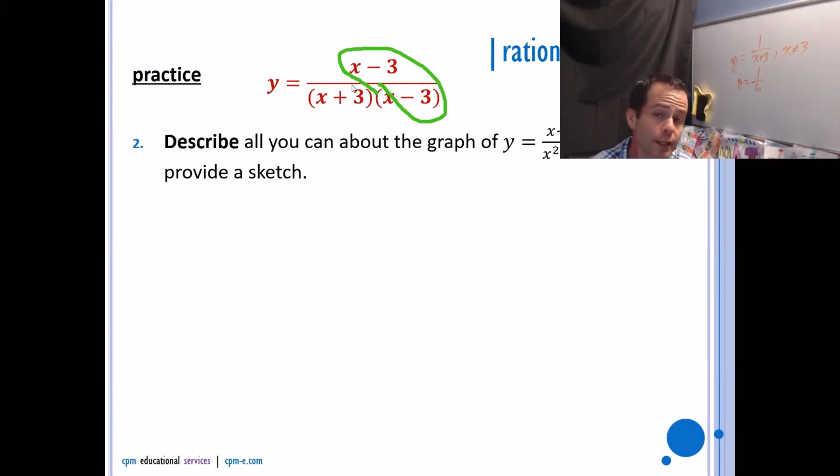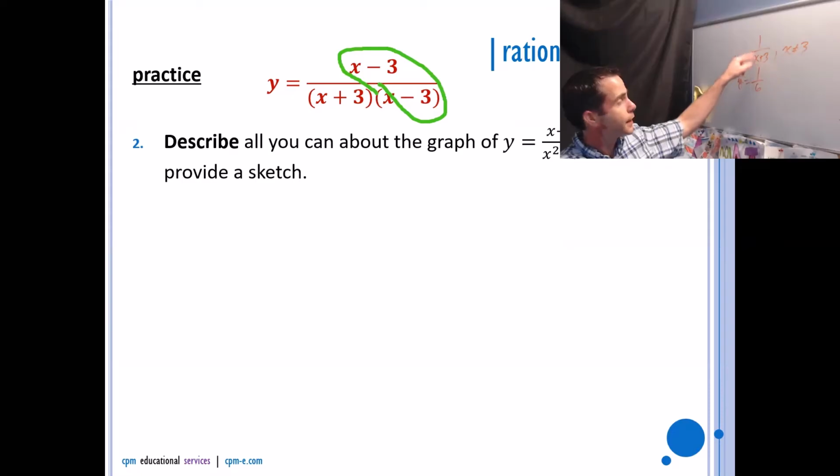I also know I still have an x plus 3 on the bottom. That would create a vertical asymptote because that's a factor on the bottom by itself. I know I don't have an x-intercept because there's no factor on the top by itself. I know my y-intercept, I could just plug in 0 for x and get out 1/3. So my y-intercept is (0, 1/3). I know my domain is going to be real, except it can't be plus or minus 3.